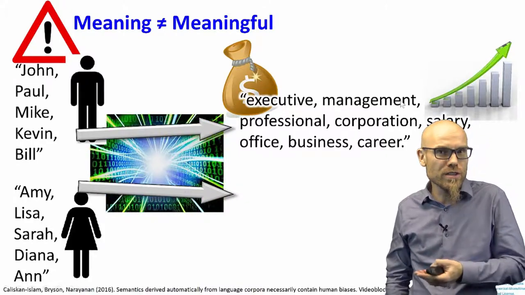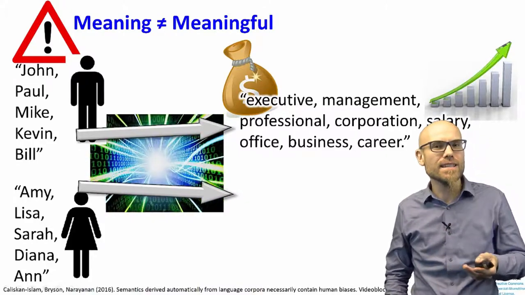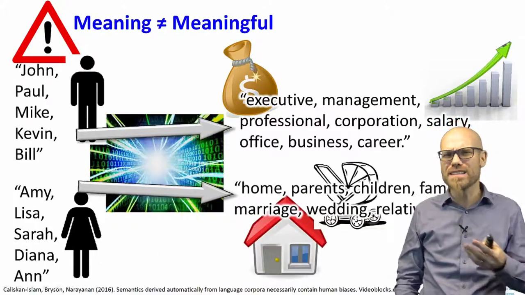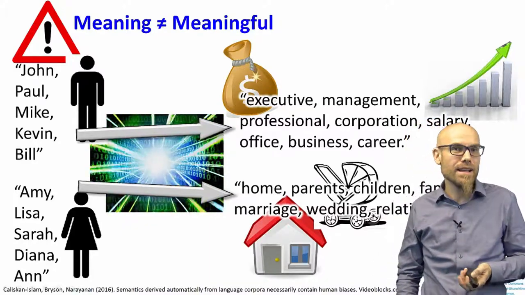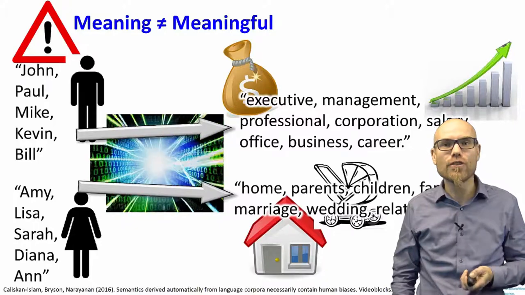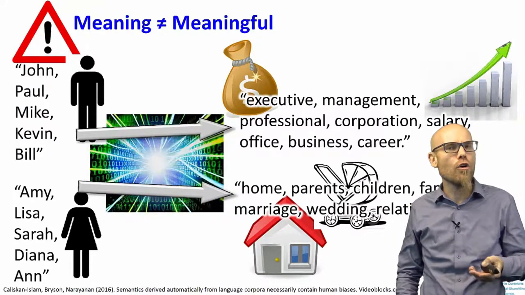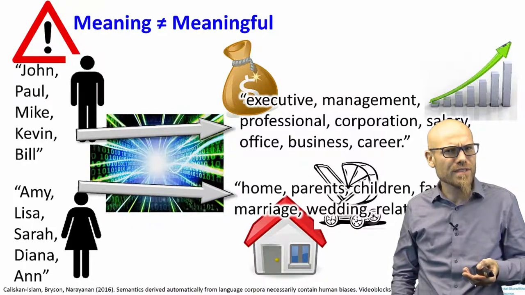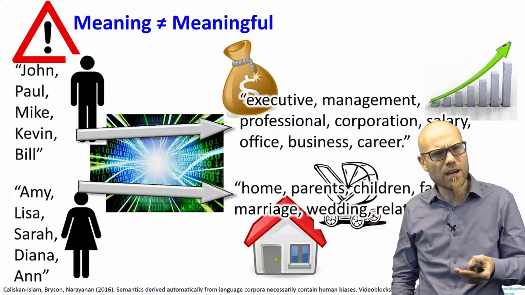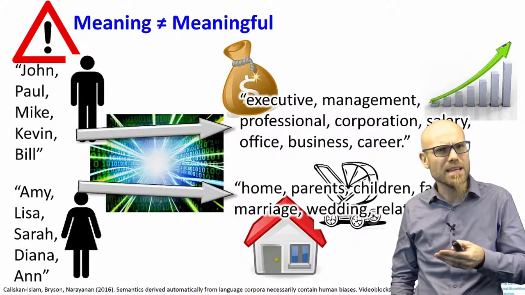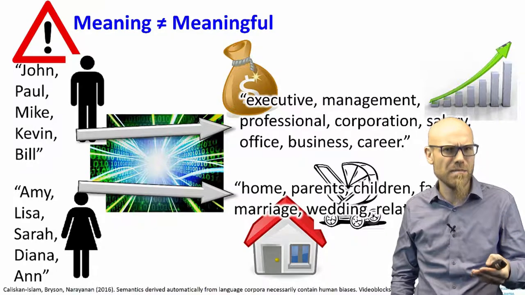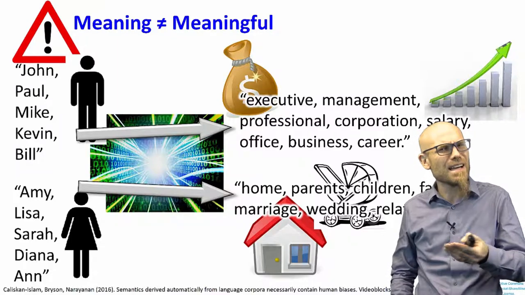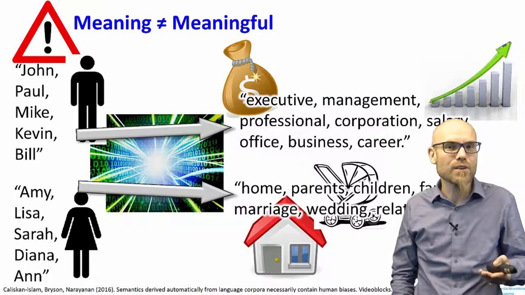words. When we do that, what we find is male names are in the vicinity of other words like executive, management, professional, corporation, salary, office, business, career. Female names, like Amy, Lisa, Sarah, and so forth, are in the vicinity of words like home, parents, children, family, marriage, wedding, relative. Which is funny because per biological definition, there are as many male parents as female parents, right? Well, that's what the algorithm detects.